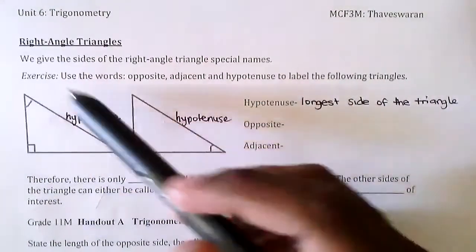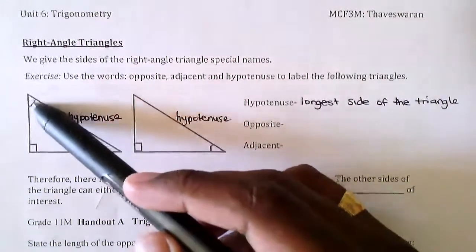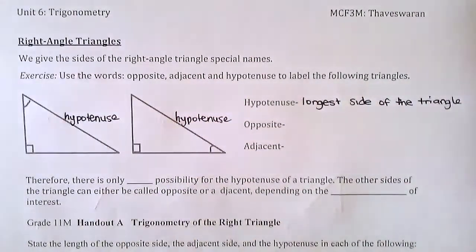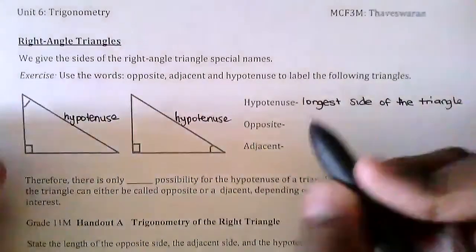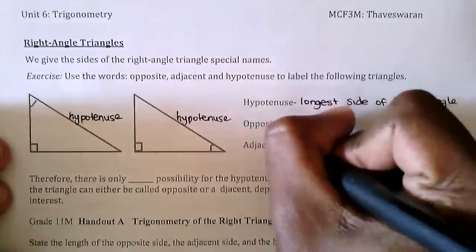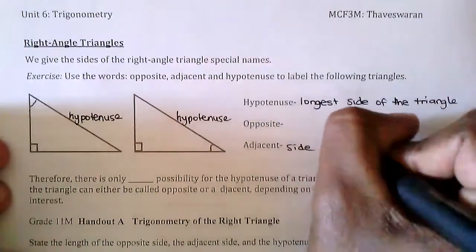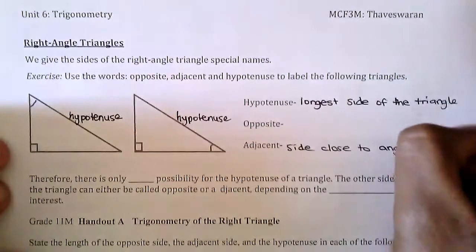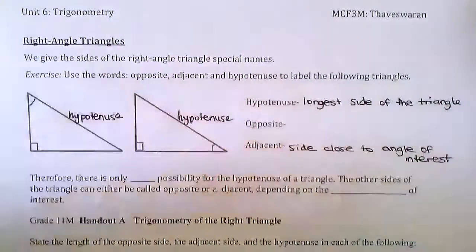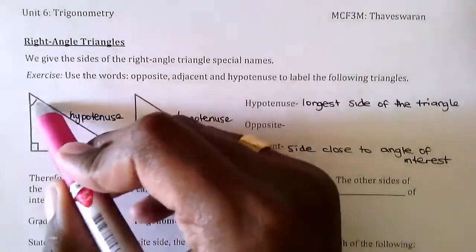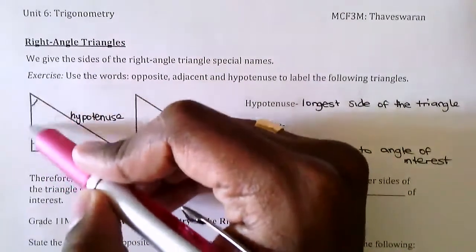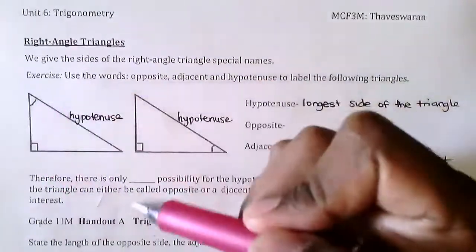So let's focus on this first triangle. Here is our angle of interest, which is why I've indicated that angle with the angle notation. So the adjacent is always the side close to the angle of interest. So let's take a look at our diagram. Here's my angle of interest, and the side close to the angle of interest, or even the side that's required to form the angle of interest, is called the adjacent.